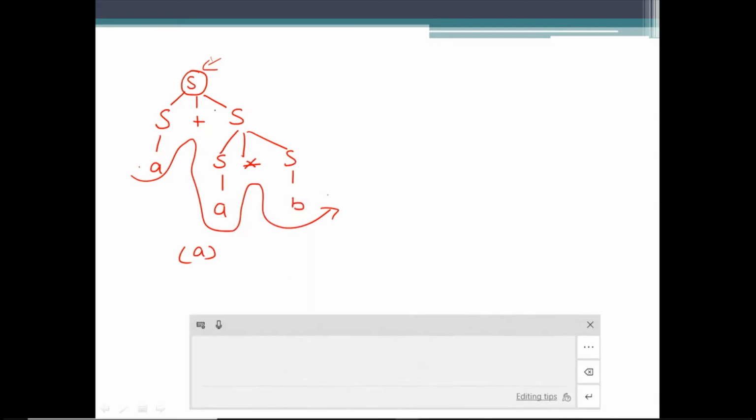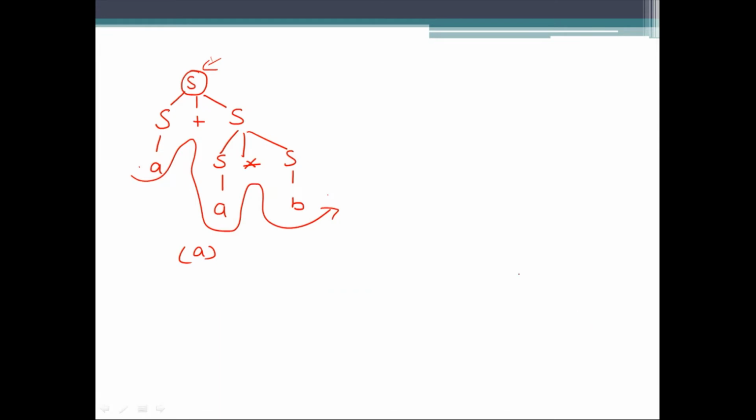S asterisk S. Next, A, and this one with B. So this one is the first derivation tree. You can see the root is labeled with the start symbol, and the leaves are labeled with the terminal symbols. The yield of this tree is what? From the leftmost symbol we start reading the symbols till we reach the rightmost symbol, omitting any lambda encountered. Okay, so A plus A asterisk B.